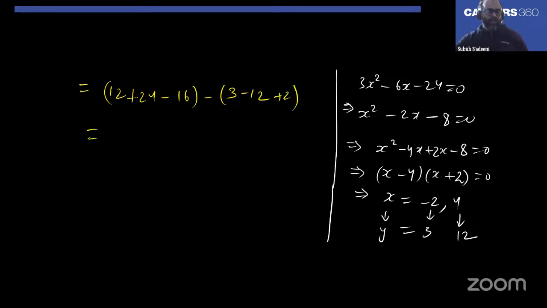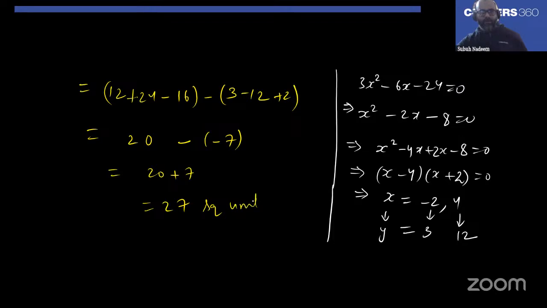So what are we getting? 12 plus 24 minus 16, this will become 36 minus 16, 20. And here 3 plus 2, 5. 5 minus 12 is minus 7. So this comes out to be 20 plus 7, which is 27 square unit. So let us see options. Okay, option is not given. Let me confirm the answer. Yeah, answer is correct. It is 27 square unit.